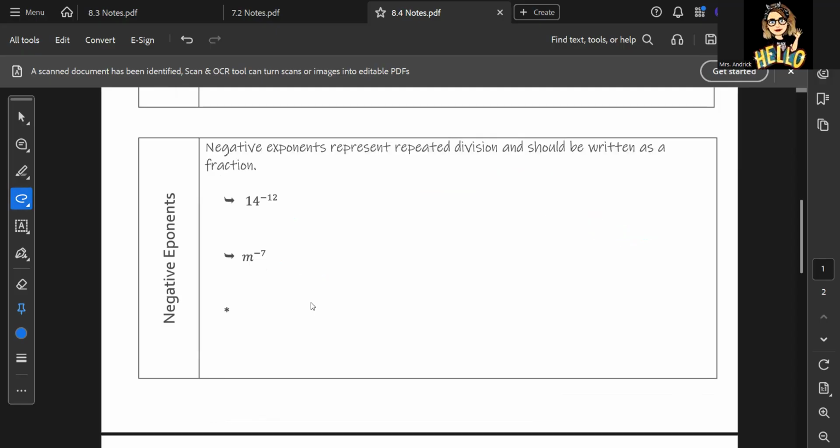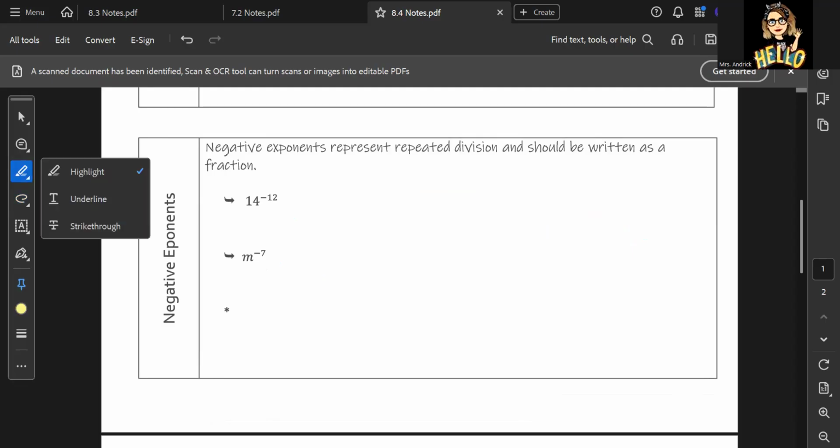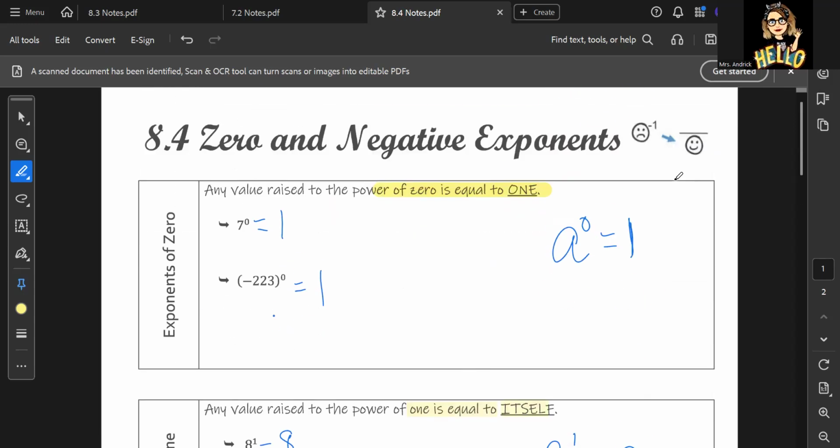Negative exponents is where it gets tricky. So negative exponents should be written as a fraction. This is kind of where my crazy analogy comes in. When we have something with a negative, it's frowning, it's sad, it's bad. And what we do to make it happy is we have to put it downstairs. So we put it, I say, in the basement, right?